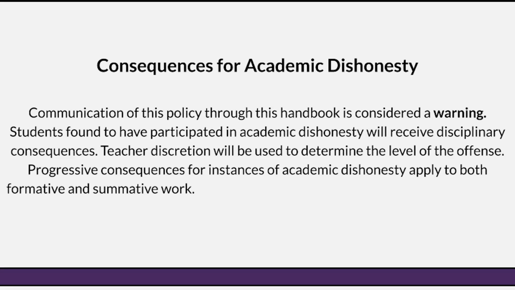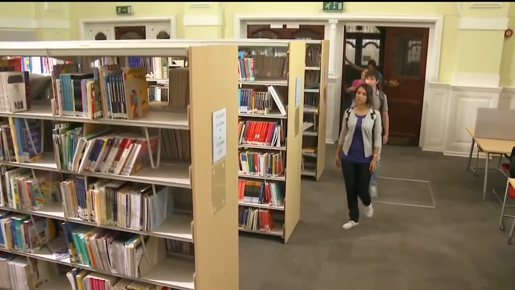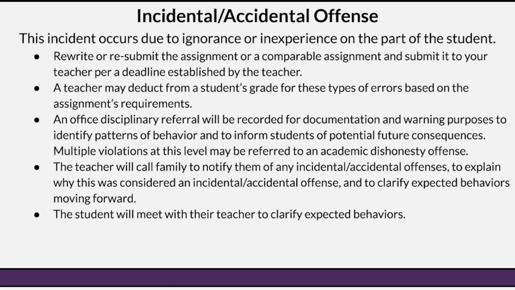Teacher discretion will be used to determine the level of offense. Progressive consequences for instances of academic dishonesty apply to both formative and summative work. Incidental, accidental offense. This incident occurs due to ignorance or inexperience on the part of the student.